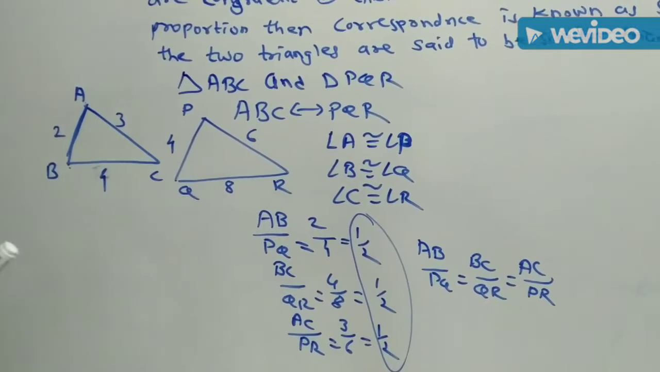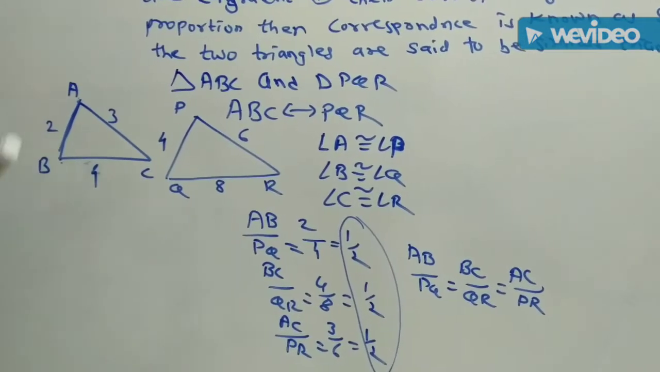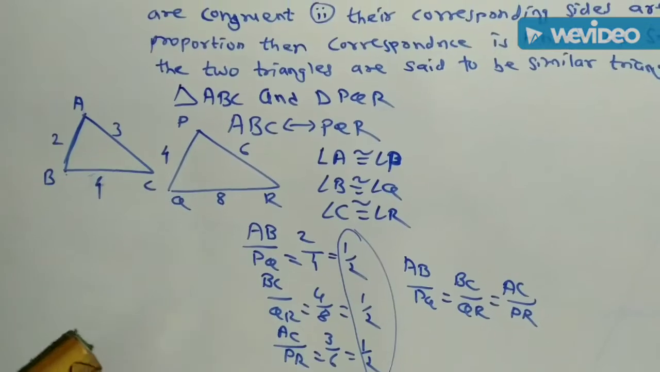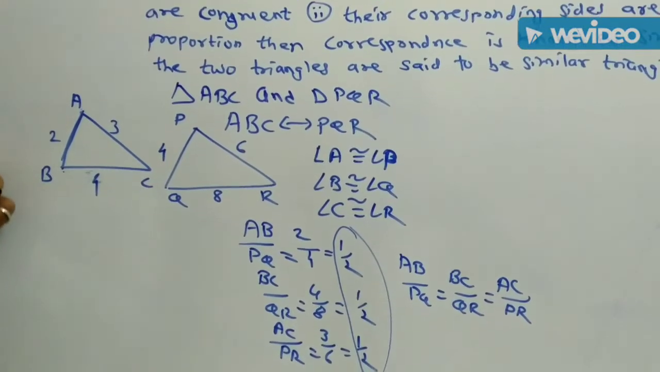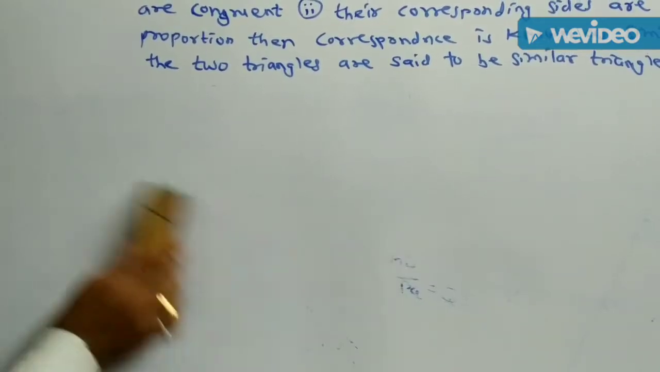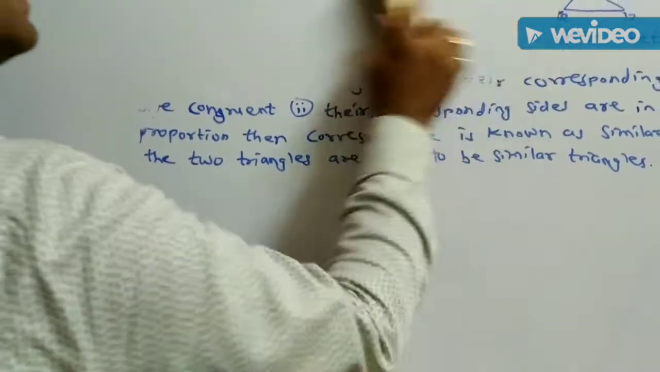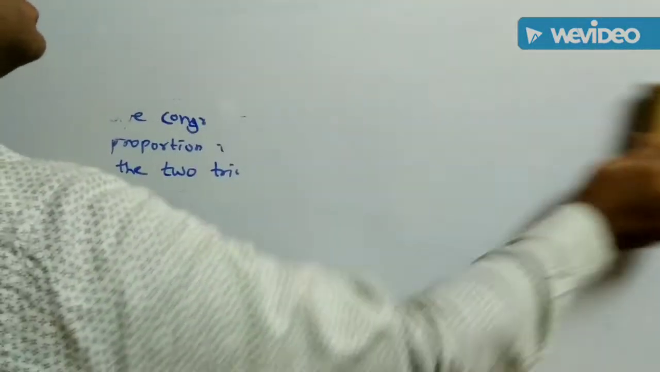Depending on the congruency of angles and the proportion of the sides, there are some tests given in this 10th class. There are 3 tests: the first is the AA test, the second is the SAS test, and the third is the SSS test. Then we take the first test, the AAA test.